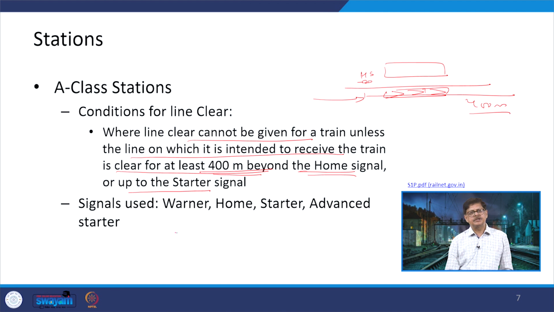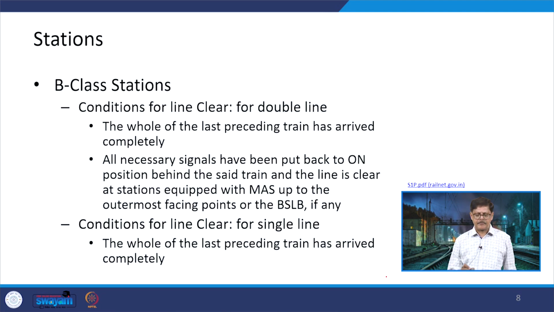Then signals which are used in the case of A class stations are Warner signals, home signals, starter and advanced starter. That means you have Warner here and then there is a starter signal and there is an advanced starter signal. In the case of B class stations, the condition for line clear in the case of double line: the whole of the last preceding train has arrived completely. All necessary signals have been put back to on position behind the said train and the line is clear at stations equipped with MAS multi-aspect signaling systems up to the outermost facing points or the BSLB if any.